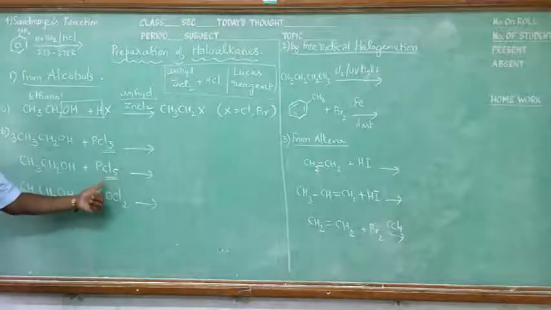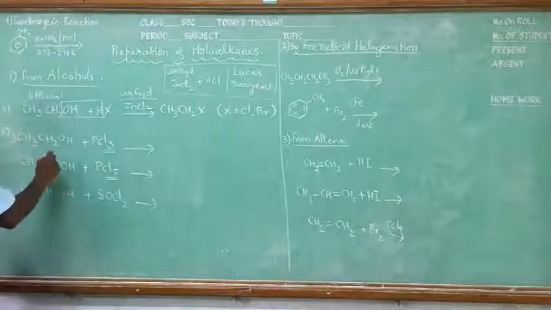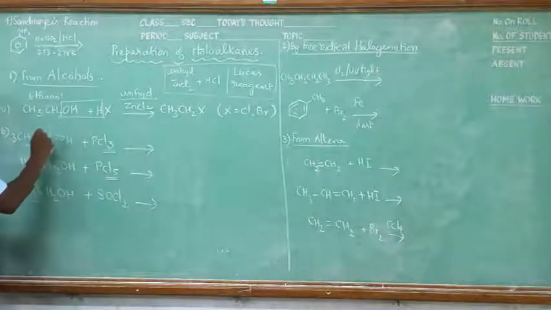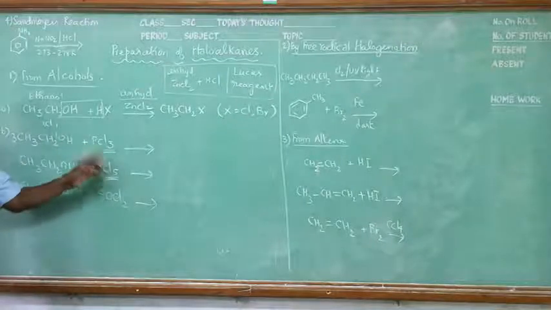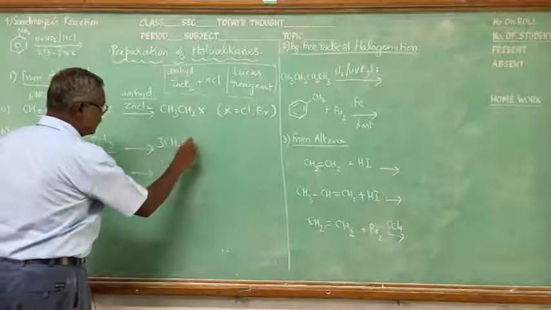These PCl3 and PCl5 are known as chlorinating agents. So here, 3 molecules of ethanol. The 3 ethyl groups will take away 3 chlorine. Here 3 chlorine atoms are there, so 3 chlorines are taken away by 3 ethyl groups. So you will get 3 ethyl chloride.